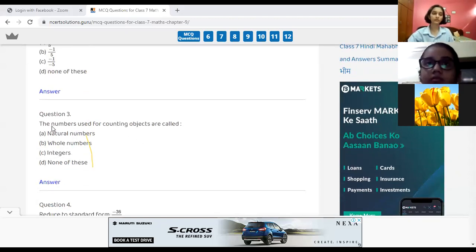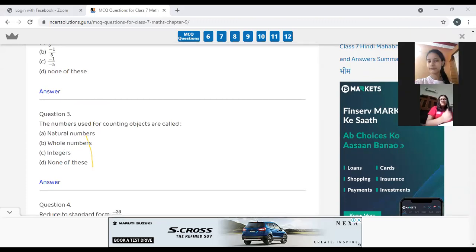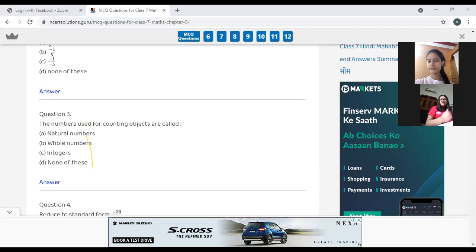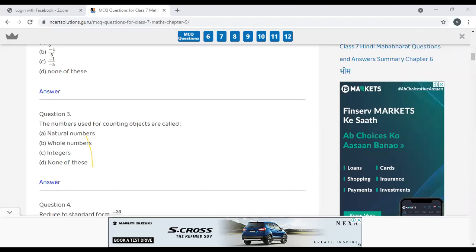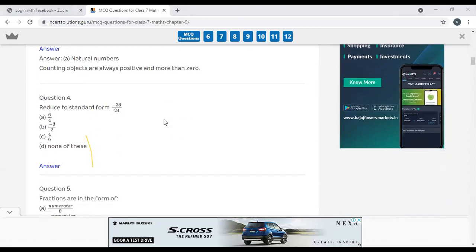Now, the numbers used for counting objects are called natural numbers, whole numbers, or integers. Yes, Akshat? Anyone? Counting objects. The answer will be natural numbers, because whole numbers include 0, and for counting you need numbers from 1. That's why the answer will be natural numbers.